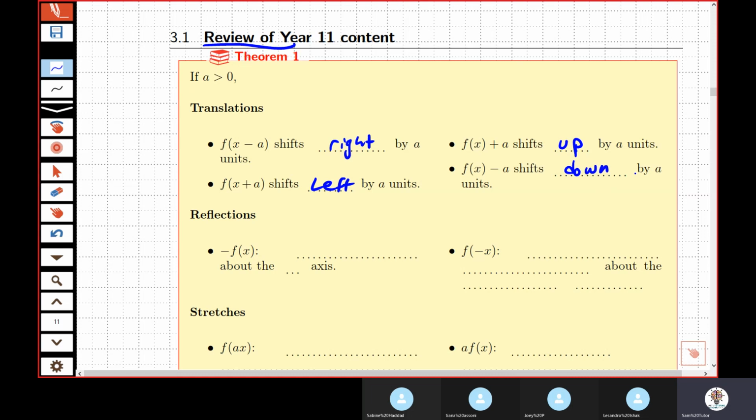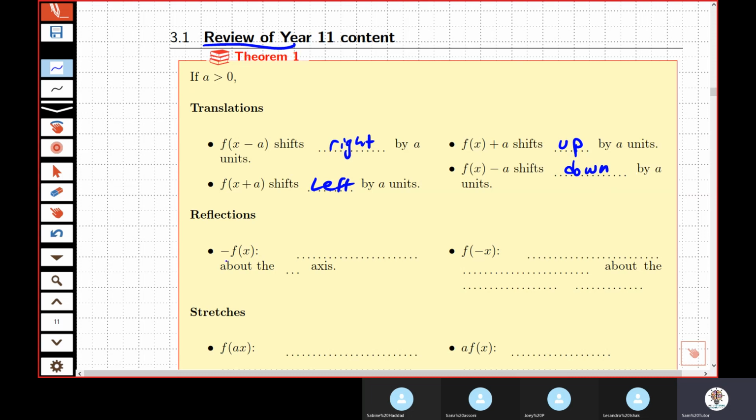The word that you use in Year 12, in inverted commas, is translate. We translate to the left, translate to the right, translate up, translate down. Are you going to hear me say translate? Very unlikely, unless we're going to change languages. You're going to just hear me say shift left, shift right, shift up, shift down. No translations.